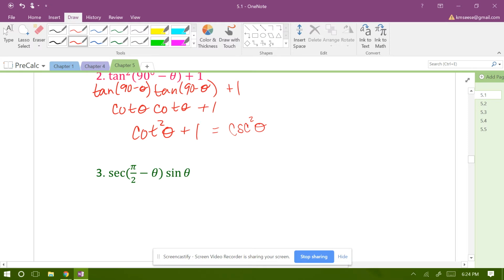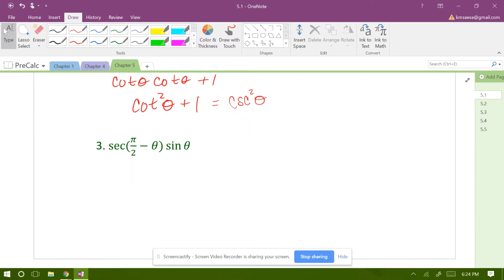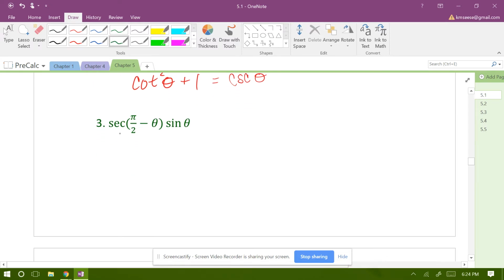All right, secant of pi halves minus theta times sine of theta. Well, secant of pi halves minus theta, looking at your identity sheet, is cosecant of theta times sine of theta. Those are reciprocals of each other. So this is really 1 over sine of theta times sine of theta, which gives you 1.